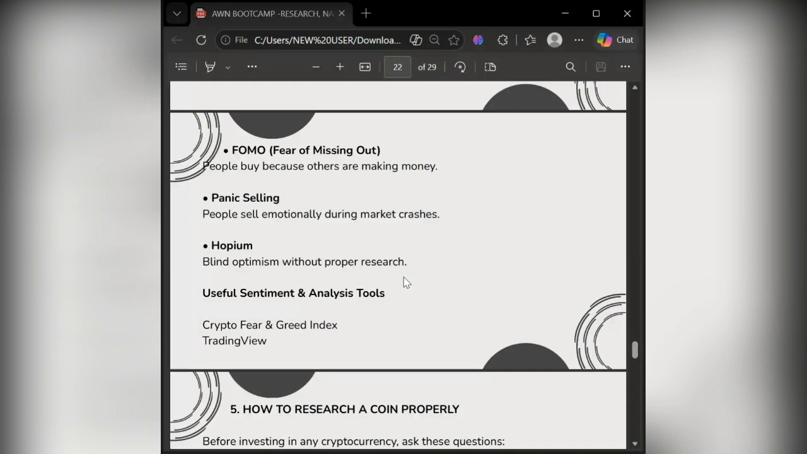So, useful sentiment and analysis tools in the market. I've given you platforms where you can do your market research: CoinMarketCap, CoinGecko, and the rest. These are platforms where you can check your market sentiment and do your market analysis. Crypto Fear and Greed Index. There's a platform called Fear and Greed Index. There you can check the ratio of fear over greed or greed over fear in the market. You have TradingView, where you can do proper technical analysis before going into the markets.